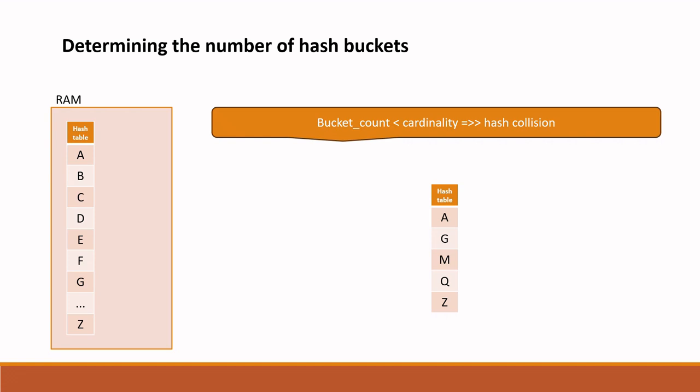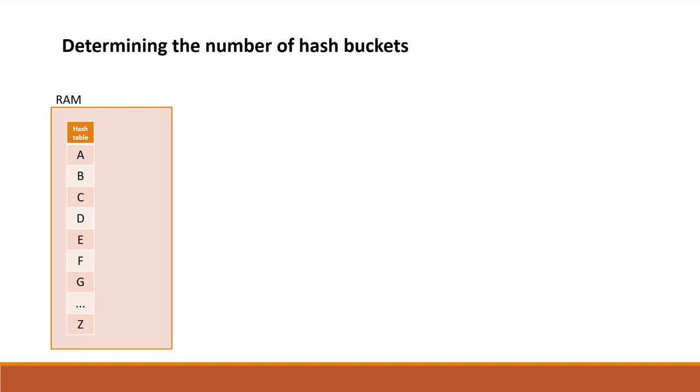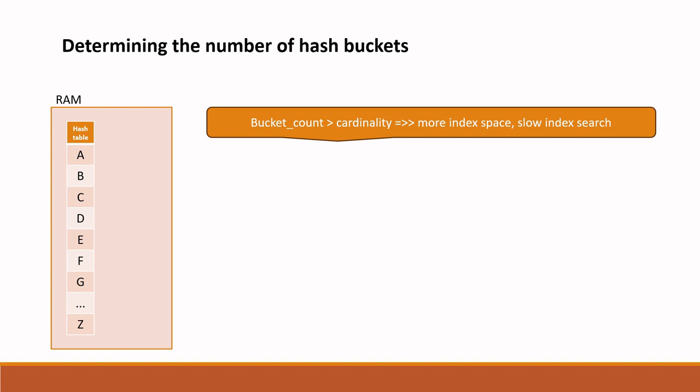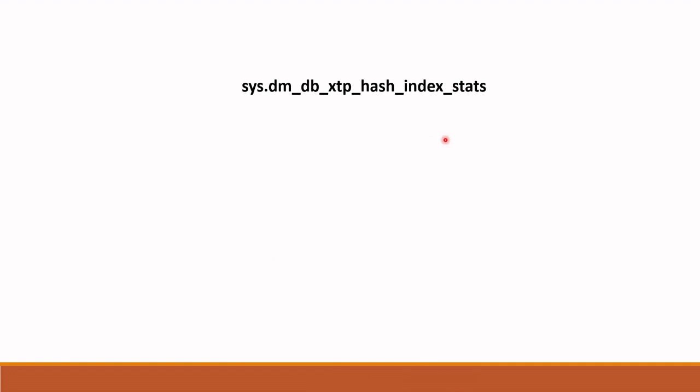Furthermore, we should also be careful in setting too big a bucket count. Firstly, SQL Server uses 8 bytes per bucket, which may lead to memory space waste. Secondly, SQL Server has to search through many buckets to find the target bucket. That makes index search time-consuming. Okay? We can tune the number of buckets by using the following DMV. This DMV returns hash chain length and number of buckets.